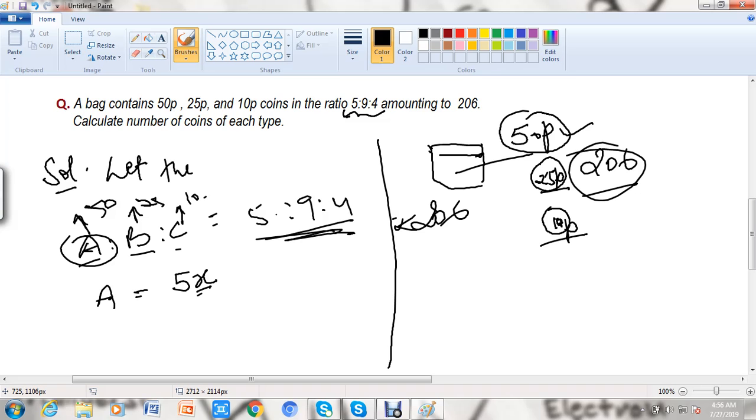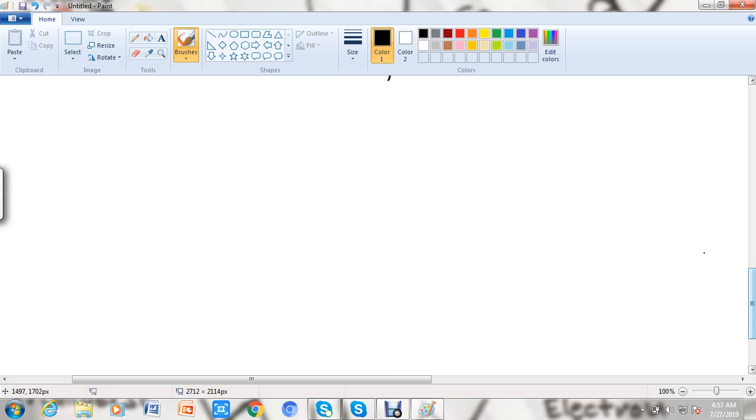Now you recognize these things with the values we have taken: 25 paisa, 50 paisa and 10 paisa. A is 50 paisa coins, so the number of 50 paisa coins is 5x, the number of 25 paisa coins is 9x, and the number of 10 paisa coins is 4x. Now let us proceed further in this question. We have the number of coins. What is the total value? To find the total value, meaning the total money, we must say 50 paisa.